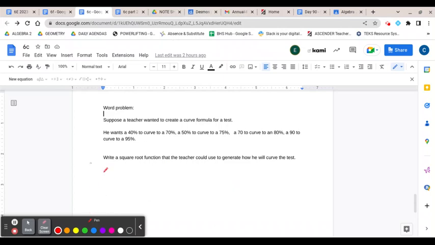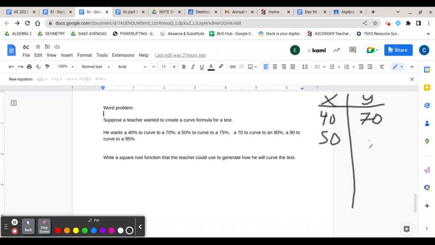So let's say a teacher wanted to create a curve formula for a test, okay? And we want to curve a 40% to a 70%, a 50 to a 75, a 70 to an 80, and a 90 to a 95 or something like that. Okay, so what we'll do is we'll make our table again. 40 becomes a 70, a 50% becomes a 75%, a 70% becomes an 80%, and then a 90 becomes a 95.